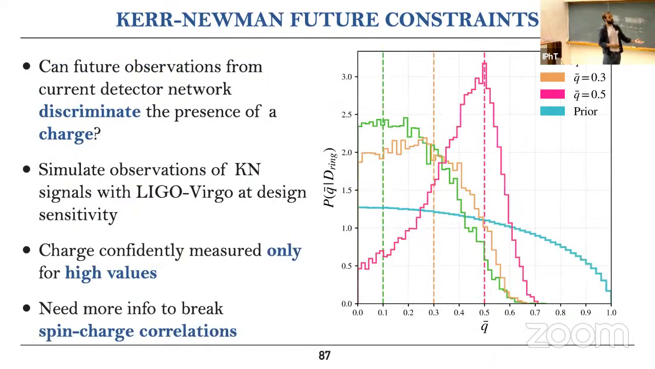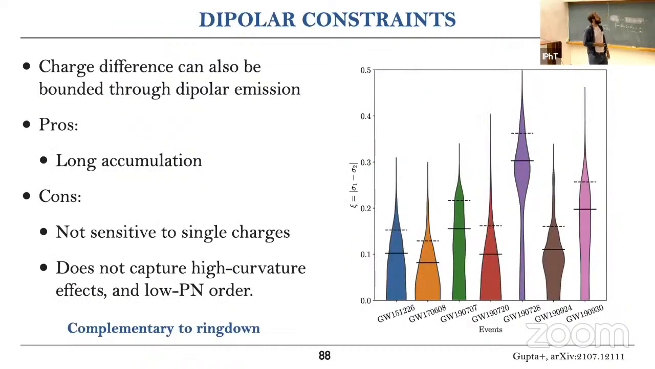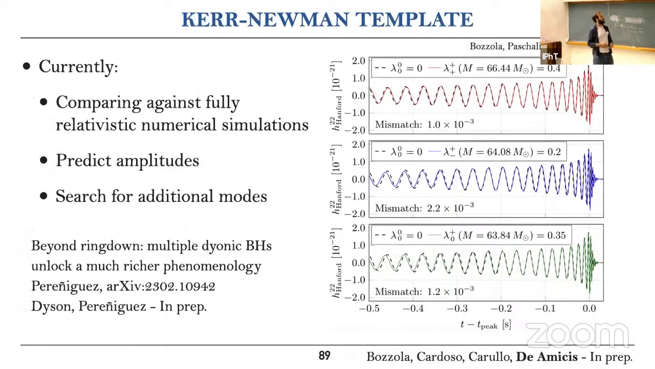And if you want to go beyond upper bounds, even these detectors at design sensitivity, if the charge is high enough, you will actually be able to measure it from the ringdown. So if you have a charge of half of the maximum, you will actually see a clear peak here, and so you will be able to measure it. You can also do dipolar emission. You can constrain dipolar emission in the inspiral and also get similar bounds. In the end, what we want to do, and actually what we are doing, is full numerical simulations of black holes with charges. This was done by Gabriele Bozzola and Pascalidis, and now we are working with them to include these predictions into our searches and see if the black holes we are observing actually have charge and at which level.